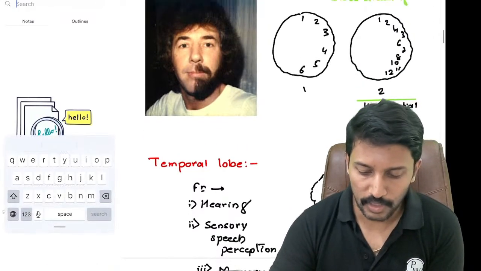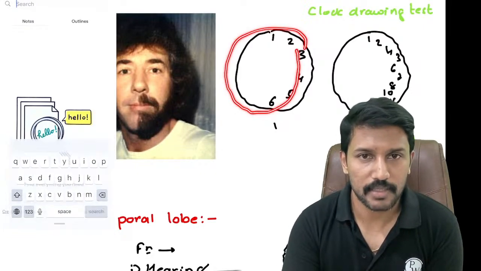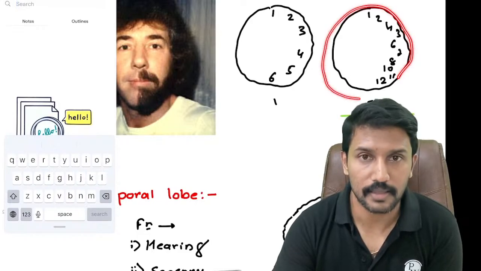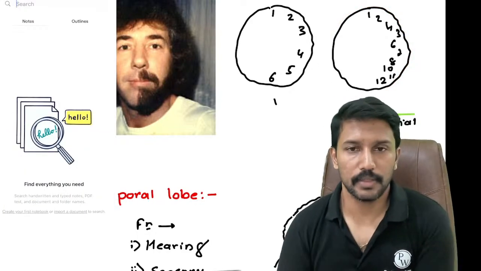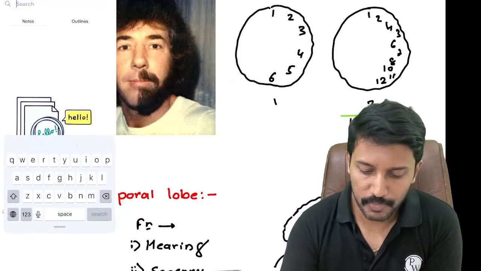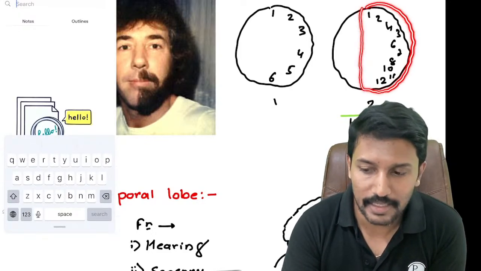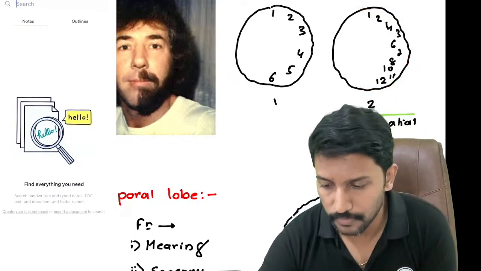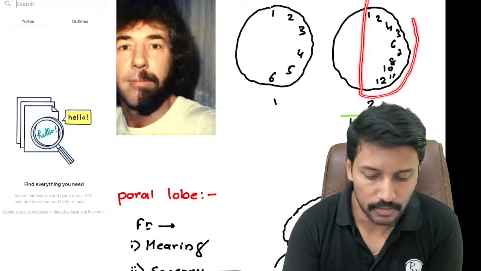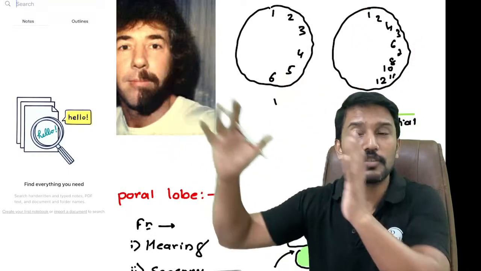Now there will be two types of clock drawing. In the exam they will give an image like this, and in another image they will give like this. So please remember, if the patient has got hemispatial neglect, then all the clock numbers will be crowded in one side of the clock. That is the most important thing. Only one side of the clock. Why? Because he is neglecting one side of the space, right?